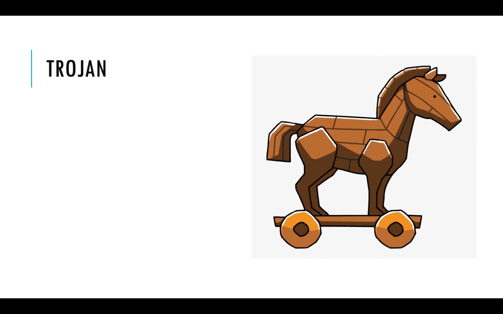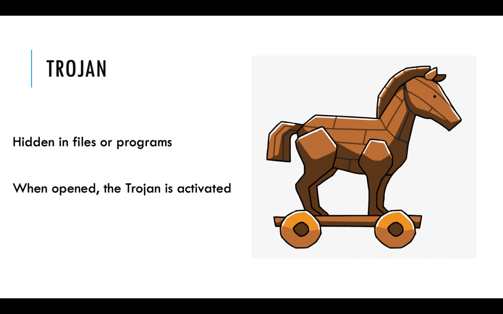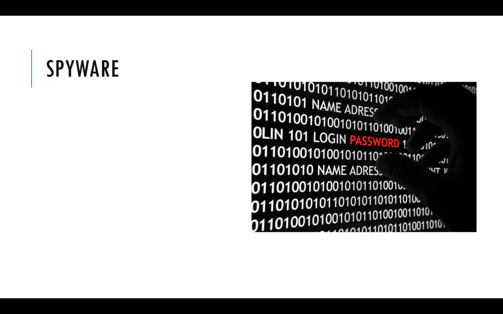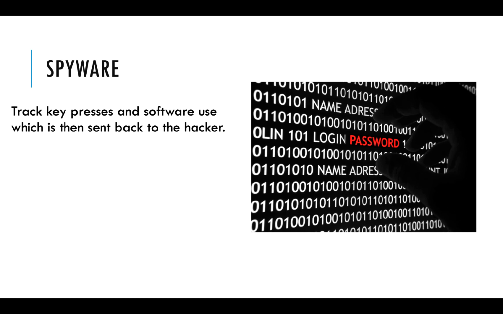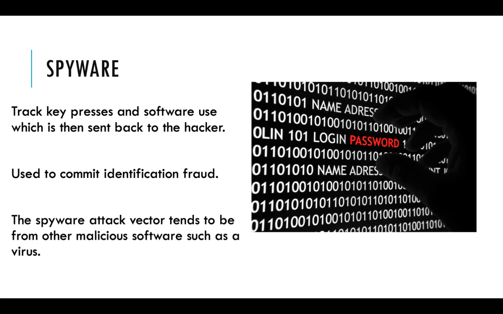And in computer science, these work in a similar way to our virus, only that they are hidden in files or programs. When opened, the Trojan is activated and delivers its payload. And tricking users into downloading files or using illegal peer-to-peer networks is the common attack vector for the Trojan horse. Now moving on to spyware, this tracks key presses and software use, which is then sent back to the hacker. It's commonly used to commit identification fraud, and the spyware attack vector tends to be from other malicious software, such as a virus.